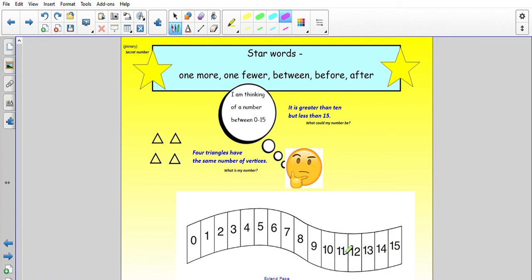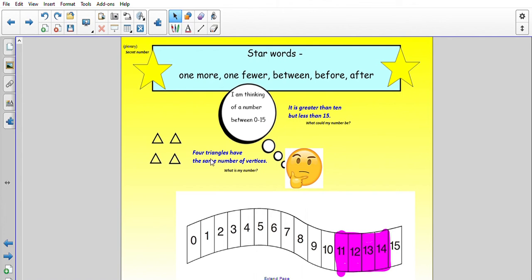There's 10. Now 11 is greater, and 12, and 13, and 14. But it's less than 15, so it's not 15. So it's got to be one of those numbers there, hasn't it? It's got to be 11 or 12 or 13 or 14. Let's see if we can get 11. There we go. So it's one of those numbers.